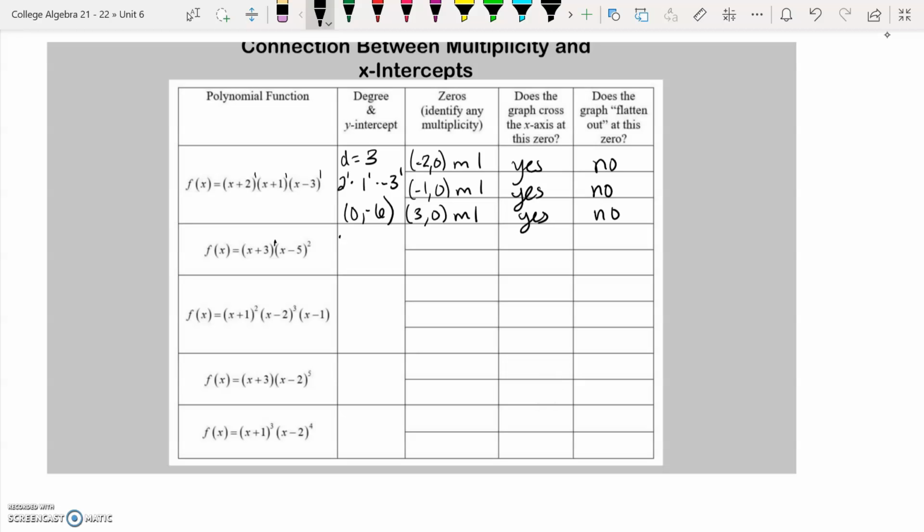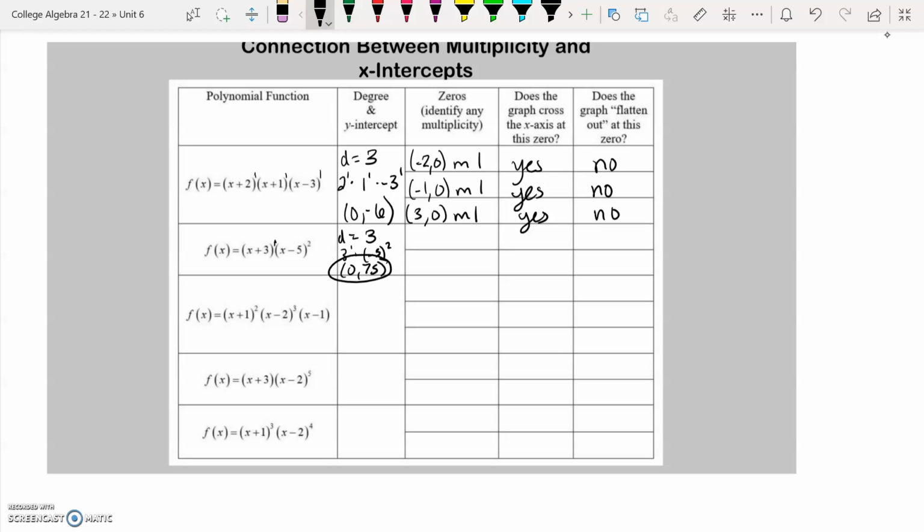The degree would be a 3, because I do 1 plus 2. And then my y-intercept, I would do 3 to the first times negative 5 to the second. So that would be 25 times 3, which is 75. And it is possible for your y-intercept to be that big. It's just the way it works out sometimes.